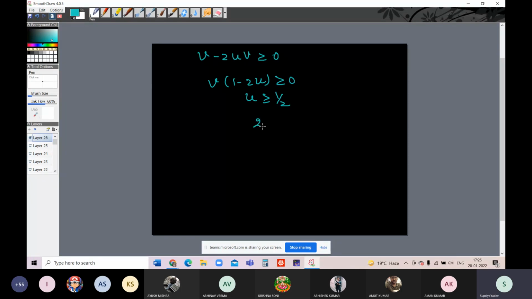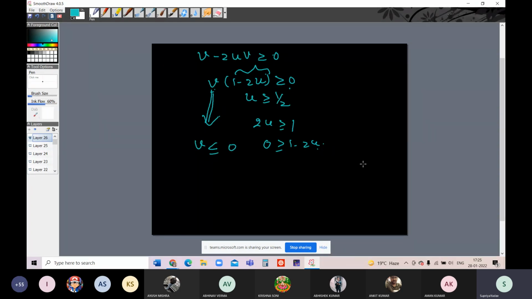It means that 2u is greater than or equal to 1. It means that 1 minus 2u is less than 0. So this quantity is less than 0, but the product is greater than 0. So this implies that v is also less than 0. So v is also less than 0.